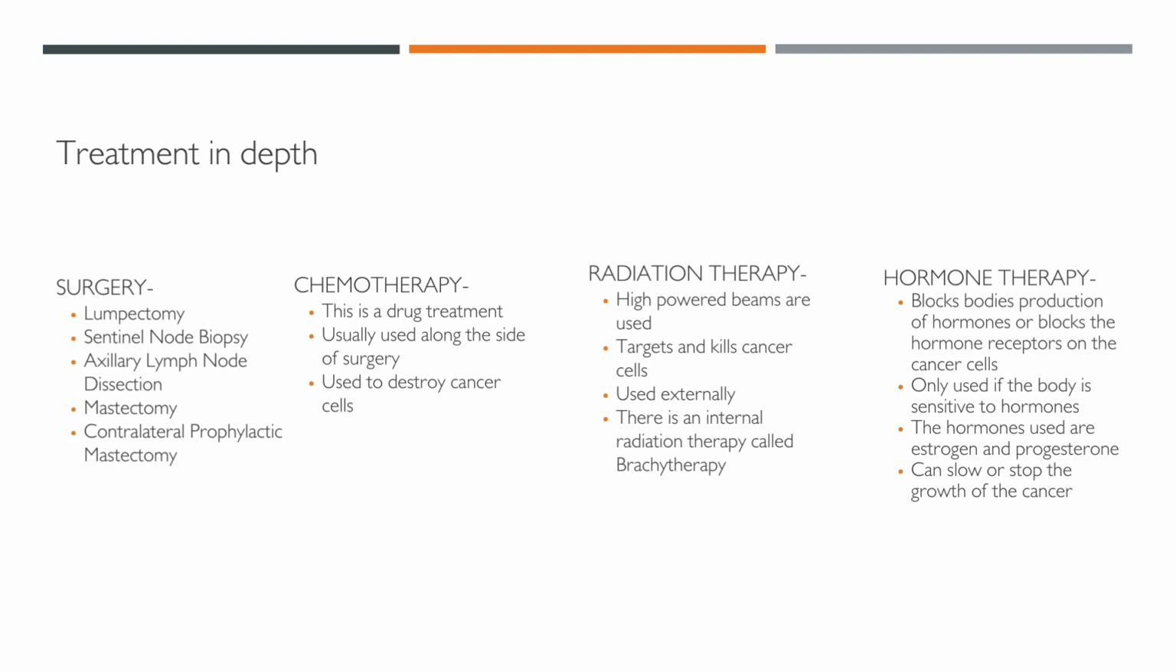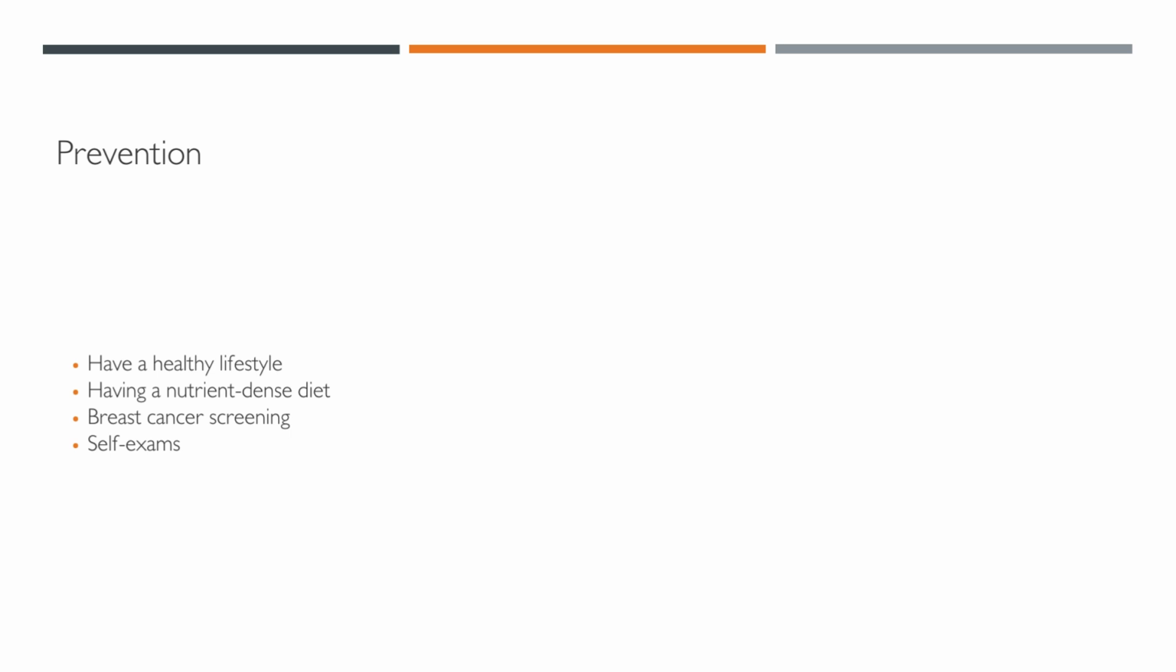Hormone therapy. It blocks the body's production of hormones or blocks the hormone receptors on the cancerous cells. It is only used if the body is sensitive to hormones. The hormones used are estrogen and progesterone. It can slow or stop the growth of the cancer. Prevention. Have a healthy lifestyle, having a nutrient-dense diet, breast cancer screenings, and self-exams looking for lumps in the breasts.